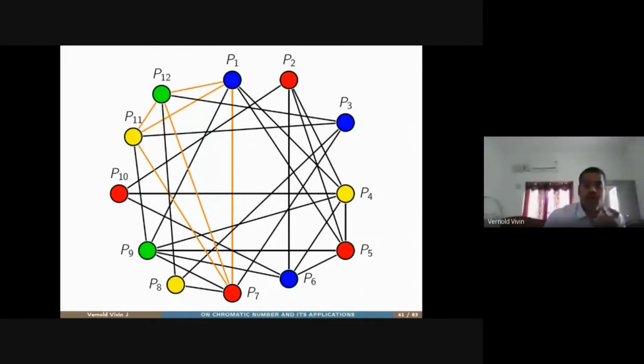Color classes are nothing but the vertices having the same color grouped into a single color class. For example, if you look at P1, P3 and P6, they have blue color. So this becomes one color class. Similarly, the red color class is P2, P5, P10. I have grouped that into another color class. And yellow color, P4, P8, P11, that is one particular color class. Similarly, the remaining color class is green, for which you have P2 and P9. So this is what the scheduling is all about.